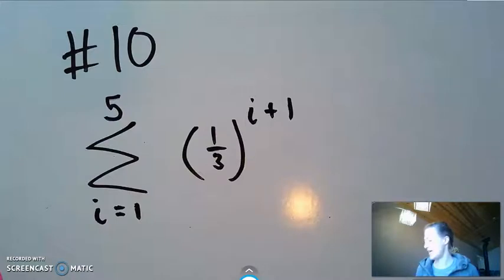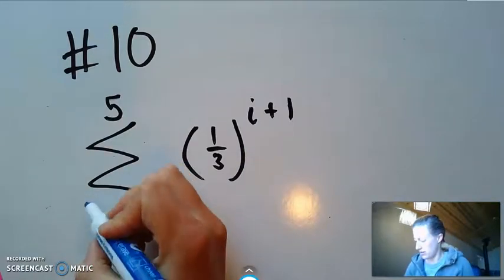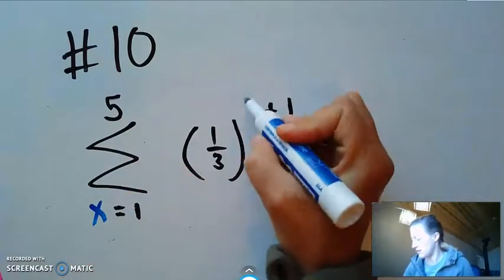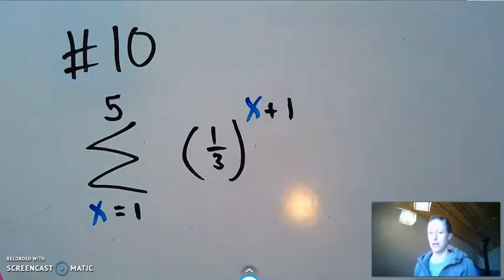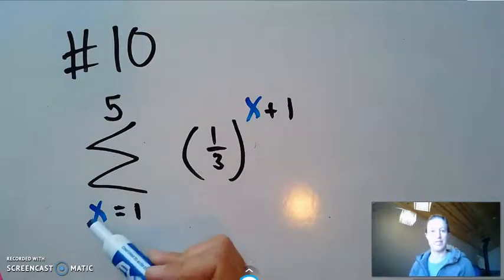Okay, number 10 has a sigma notation. So we can do these in our calculator. But one thing we'll want to be aware of is the calculator doesn't have i's. We usually use x's in the calculator because i is its own letter. So when we pull up sigma notation, maybe use x's.